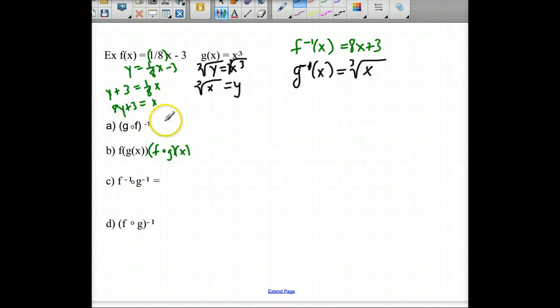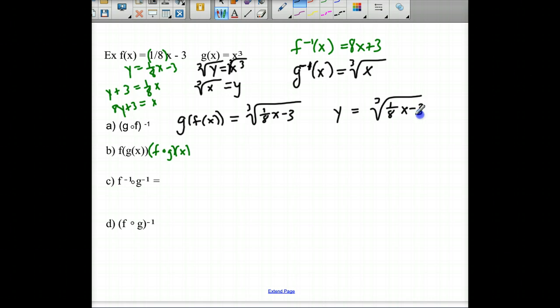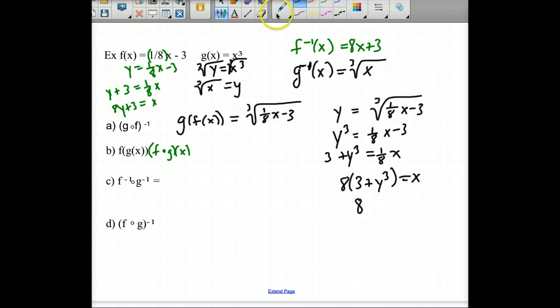So what's g of f inverse? So we need g of f. So I need the cubed root of 1/8 x minus 3. And then I need the inverse of that. So put y in. Cube both sides. Add 3 to both sides. Multiply by 8. Oops, that's 24. That doesn't equal f, that equals the inverse. g of f inverse. Okay, that's that one right there.